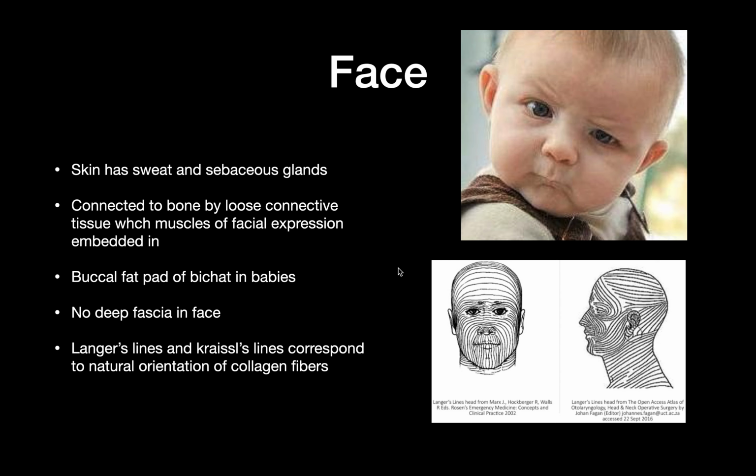There is no deep fascia in the face, and Langer's lines and Kraissl's lines correspond to the natural orientation of the collagen fibers. So if you want to be a surgeon and promote good wound healing, you want a good approximation of the incision, so you want to cut along the natural orientation of the collagen fibers, because it will heal much faster and much better. Not a main reason to do it, but an added benefit is that it will reduce the amount of scarring.